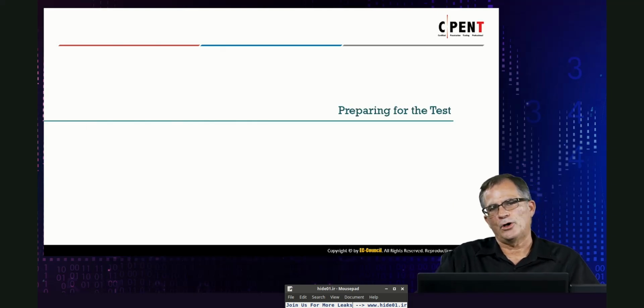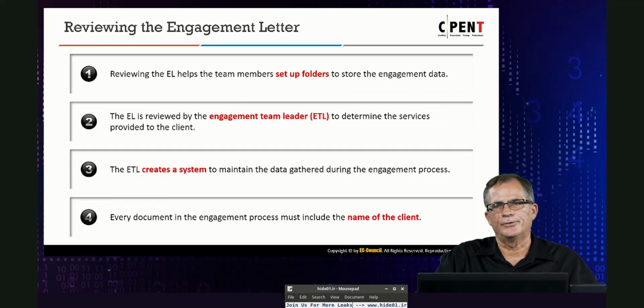And now, after you've done all this paperwork, we're finally ready to prepare for the test. When we prepare for the test, we have specific things we have to do. Engagement letter, of course, set up our folders, housekeeping, right? Create a system to maintain the data and start your document engagement process, and make sure you have all your documentation structure set up before you do the test.